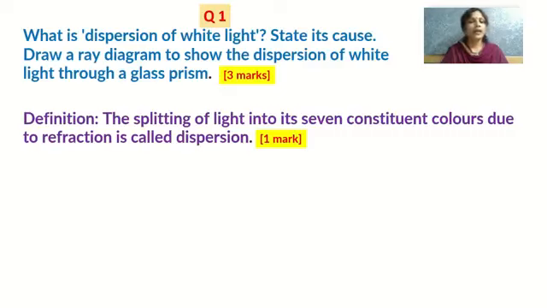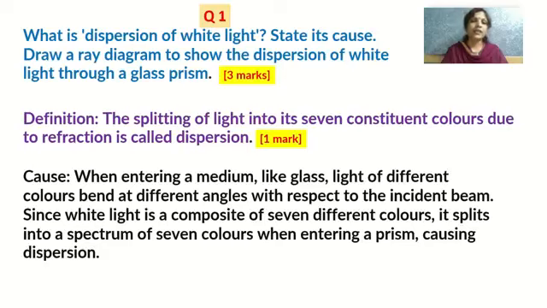When entering a medium like glass, light of different colors bends at different angles with respect to the incident beam. Since white light is a composite, a combination of 7 different colors, it splits into a spectrum of 7 colors when entering a prism, and that causes the phenomenon called dispersion of light. For writing this, again 1 mark will be given.